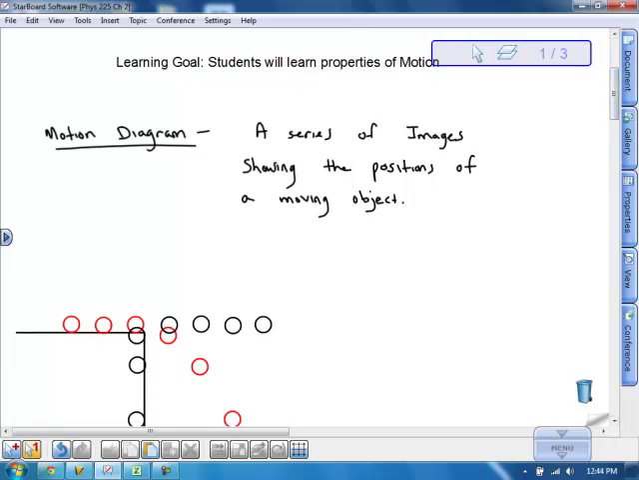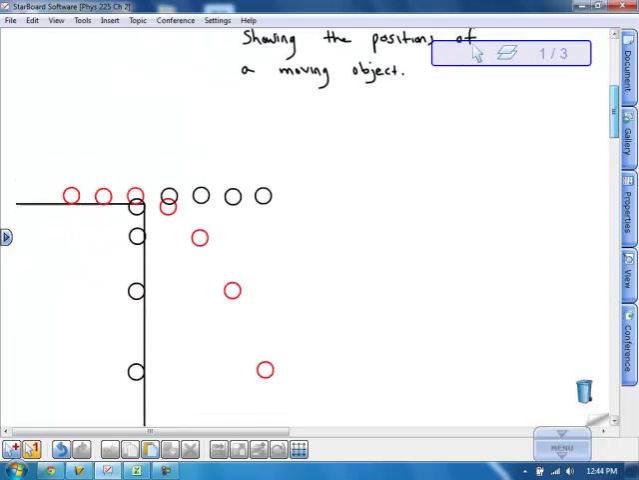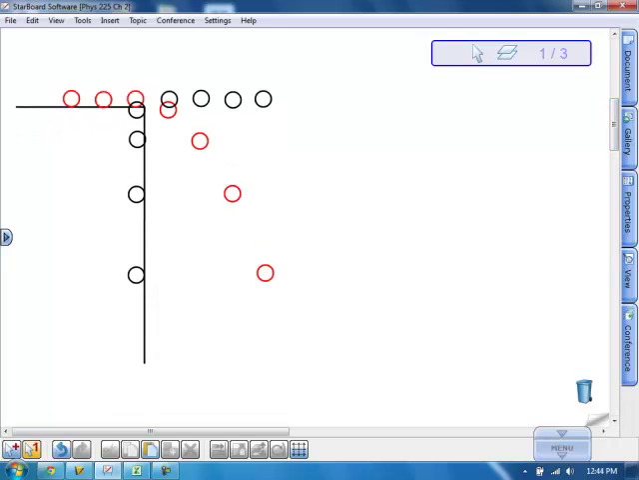First off, a motion diagram is a series of images showing the positions of an object as it moves through time and space. So, here's an example of a motion diagram of a ball rolling off a table. It's nice because you can see the actual location of the ball, like snapshots in time, if these are equal time intervals of, like, a strobe light, for example.